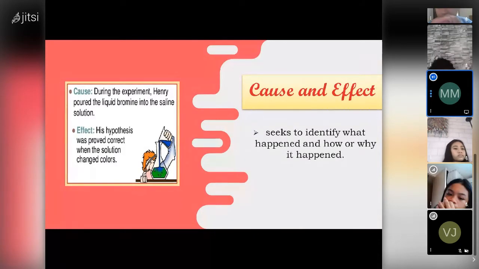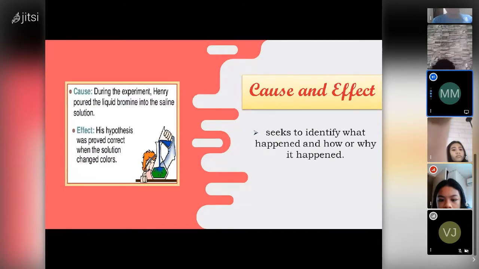Yes, Yuki. Where is the cause and effect there? Again, she is watching videos while the teacher is discussing, so she did not answer the quizzes. Yuki, are you listening? I said you need to identify the cause and the effect.